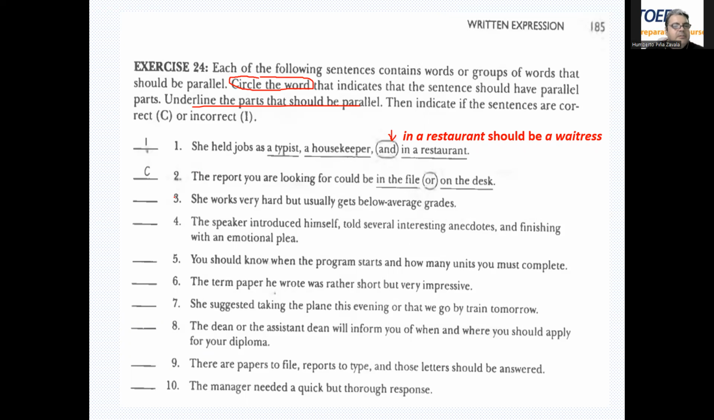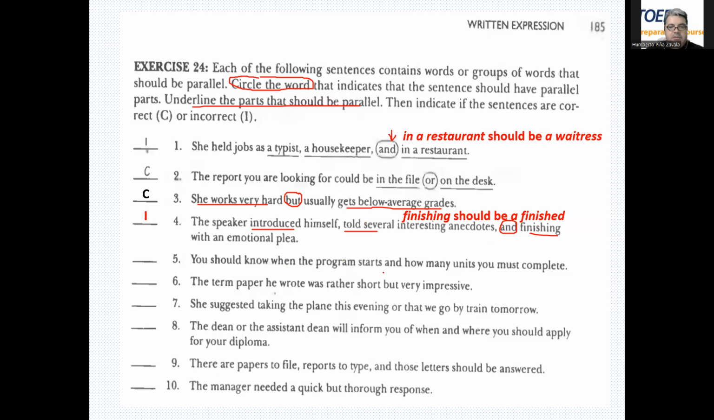Okay, now that you're back, let's see what we got. She works very hard, but usually gets below average grades. So this is correct. Speaker introduced himself, told several anecdotes, and finishing. Introduced himself, past tense, told, past tense, and then we got finishing. That breaks the parallel, doesn't it? So it should be finished with an emotional appeal.